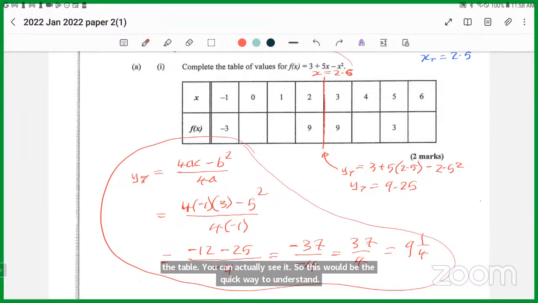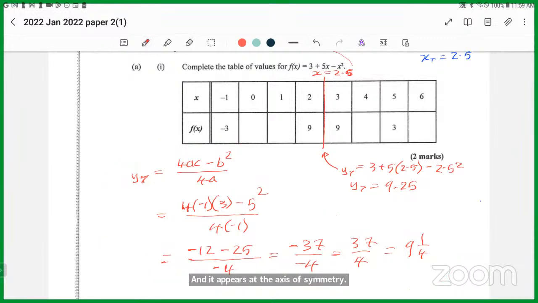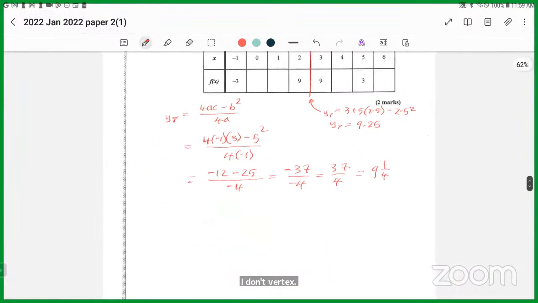All right. So the maximum value would actually be this. You see, it is higher than 9. That's the highest y value on the graph. And it appears at the axis of symmetry, at the vertex point. All right. Well, let's get to the question now. Let's get to the question.